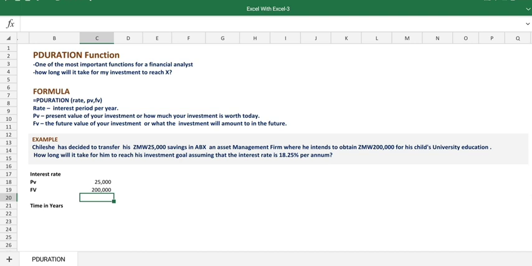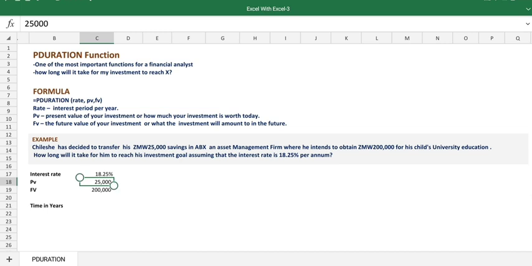Then next, how long would it take? The time it would take for him to reach his investment goal of 200,000 kwacha, assuming that the interest rate is 18.25% per annum, per year. So the annual rate is 18.25%. Then we have the three arguments of interest.